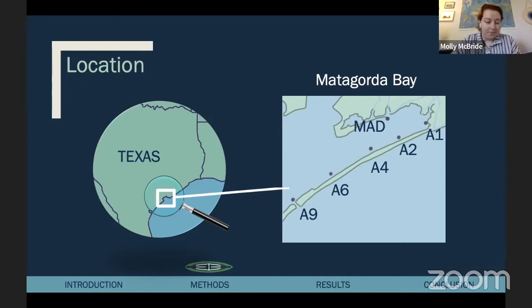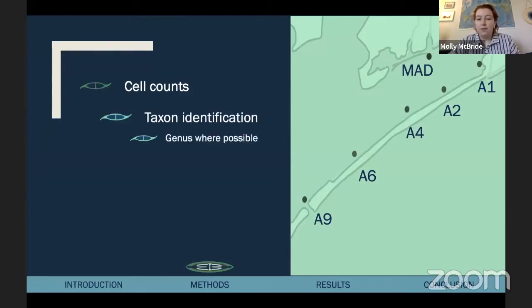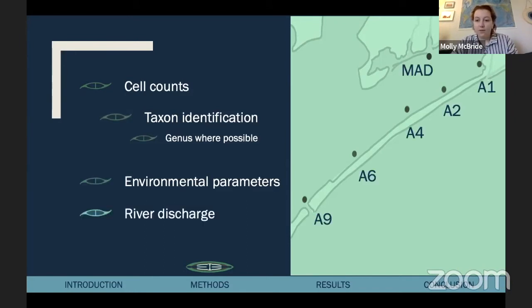And the data we collected was we preserved samples to do cell counts, so trying to see how much phytoplankton are there again. And we also tried to identify the taxa that we saw present, down to the genus level where possible. And we also collected environmental parameters like salinity, temperature, those things that I mentioned can be affected by freshwater inflow. And finally, of course, river discharge, because we wanted to see how riverine inflow affected our phytoplankton.